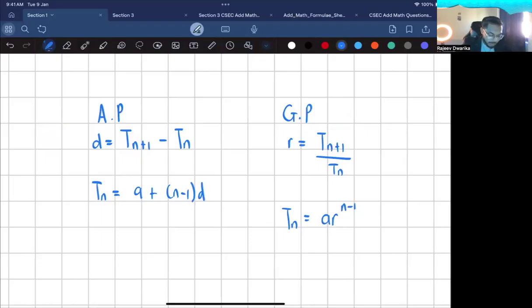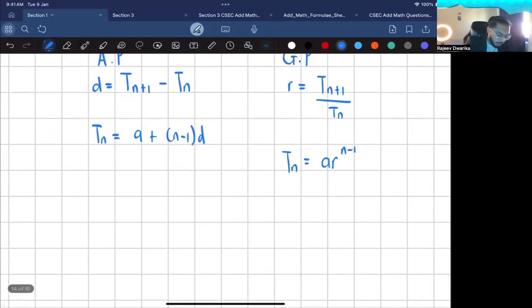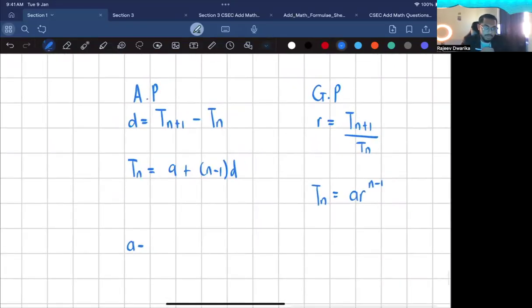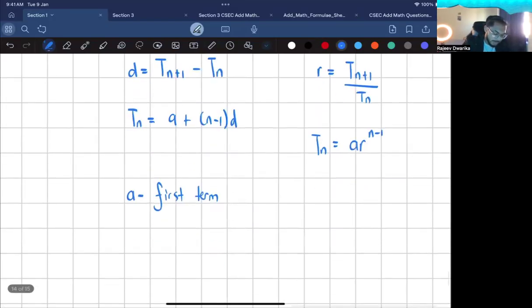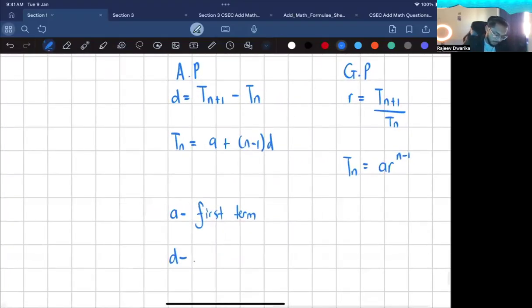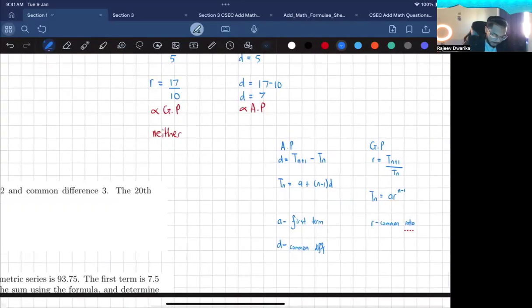We need to discuss what A, n, and D are. What is A, guys? Annalie, what is A? The first term. A is always the first term. D, what does D stand for in the AP? The common difference. And R stands for common ratio. All right, let's move on.